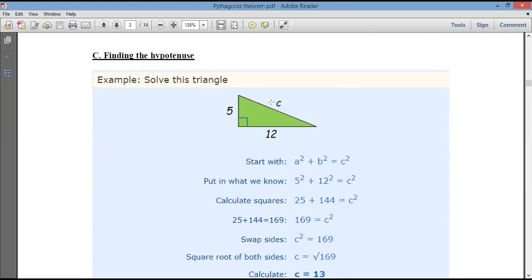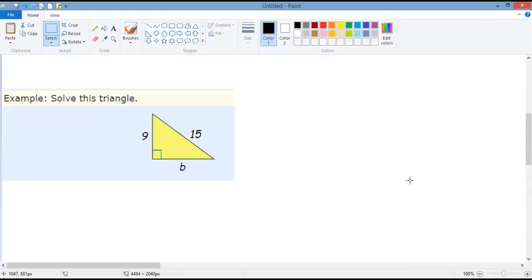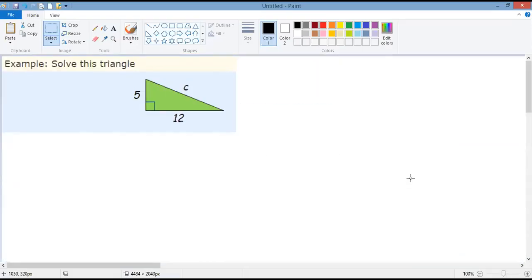So we look at C. Now you can use the theorem we already learned just now to find the hypotenuse. So you can solve this triangle. I copy this question to here, D. So we solve this one together. Solve this triangle means that you have to find out what is the length of C.